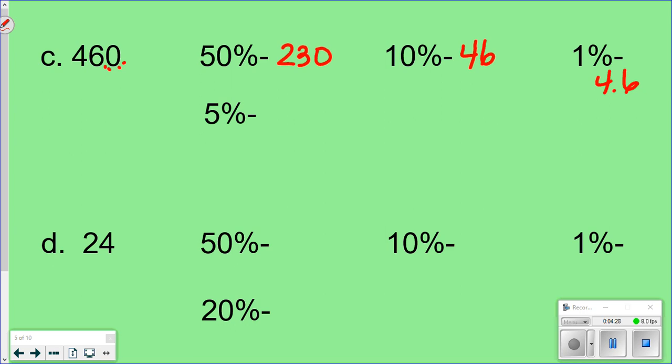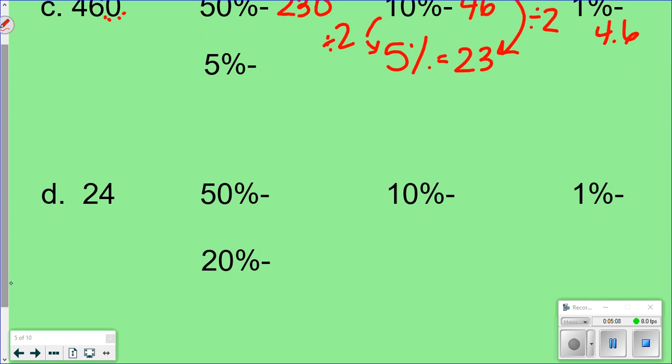So I'm going to go back to here, and I'm going to say, okay, if 10% is 46, half of 10% would be 5%. Oops, let me write it like this. If I divide 10% by 2, it gives me 5%. So to find 5% here, I'm going to divide by 2, and I get 23. So 5% would be 10% just divided by 2. So that would give me 23. And then if I go to the next one below here, we'll add in 5% here too.